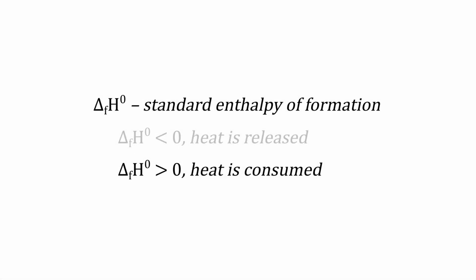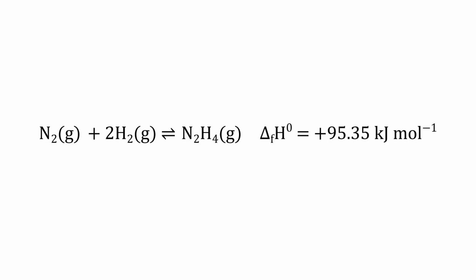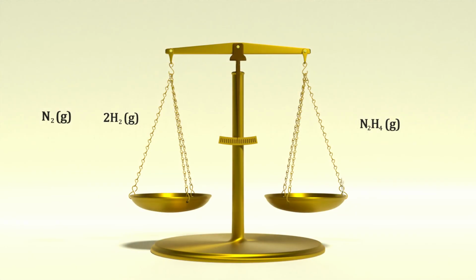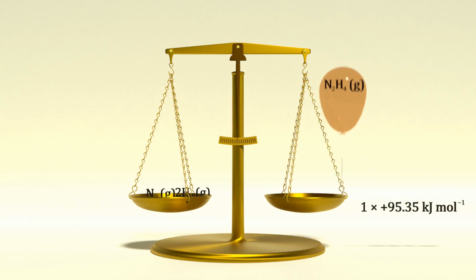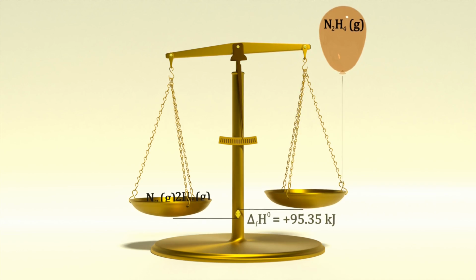There are substances whose standard enthalpy of formation is positive. For example, the formation of 1 mole of hydrazine gas from 1 mole of nitrogen gas and 2 moles of hydrogen gas requires an input of 95 kilojoules of energy. Therefore, hydrazine is thermodynamically less stable than its constituent elements, hydrogen and nitrogen. In other words, 95 kilojoules of energy is stored in 1 mole of hydrazine gas. This energy is released when 1 mole of hydrazine decomposes into its elements.